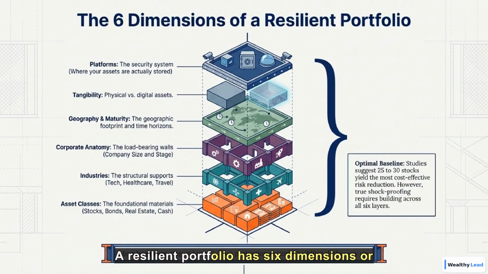A resilient portfolio has 6 dimensions or layers. True protection requires building through all 6 layers, not just focusing on the foundational asset classes. Studies suggest 25 to 30 stocks yield the most cost-effective risk reduction.